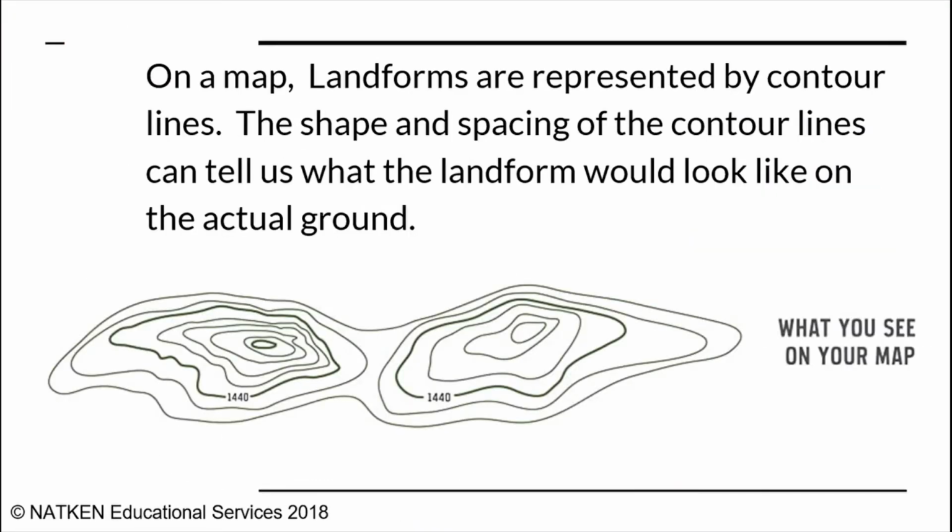So now that we know what contour lines are and what some characteristics of contour lines are as well, why are they important? Well, contour lines are placed on a map and they represent different landforms. So they show us what a landform would particularly look like on the ground. It gives us a pretty good idea just from looking at it, the shape of the contour lines and how they are spaced. It gives us a good representation of what the landform would look like in real life.